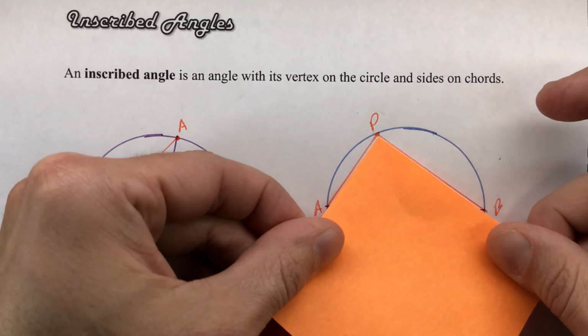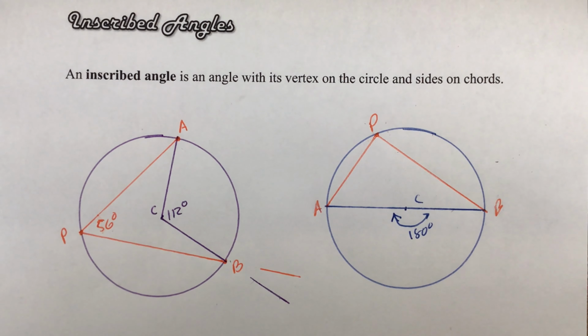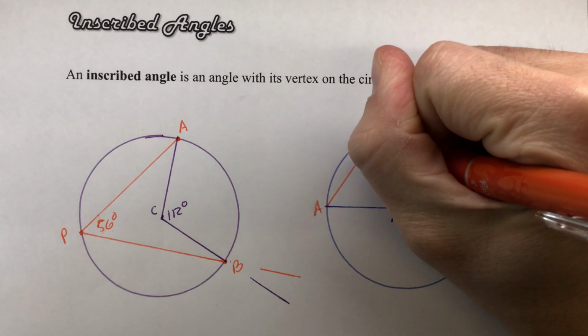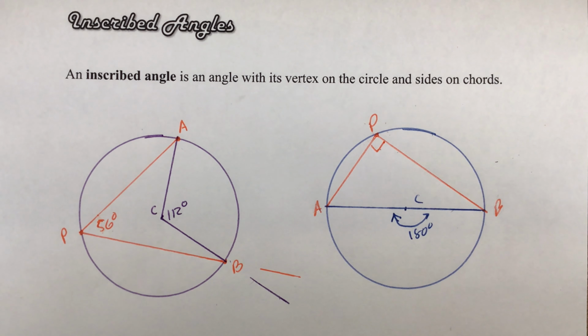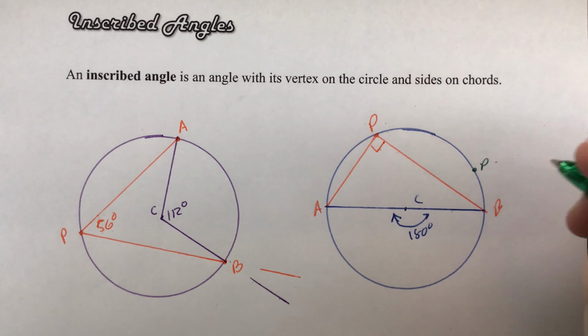So, unstick it for a moment there. It's going to fit perfectly right there. All right, that will be 90 degrees. And what's really interesting about this is that you could put point P anywhere. You could do P way over here. You can put it in that spot.